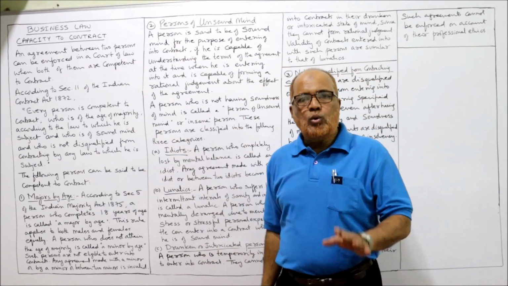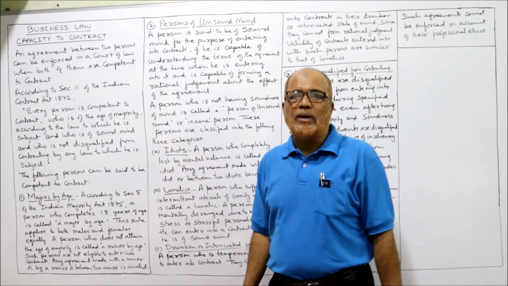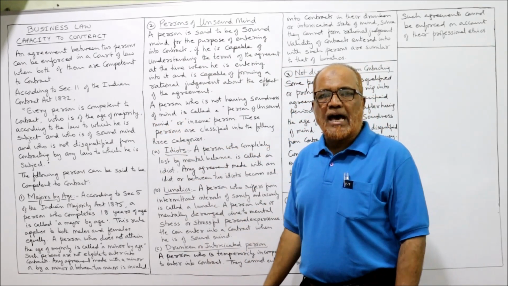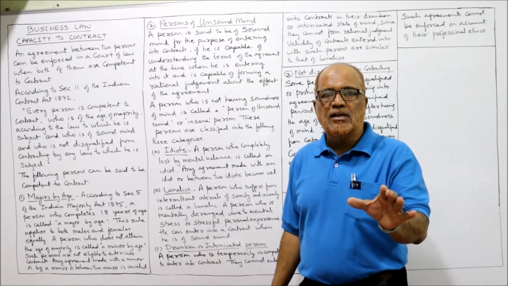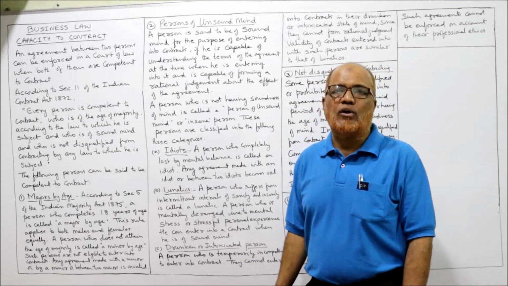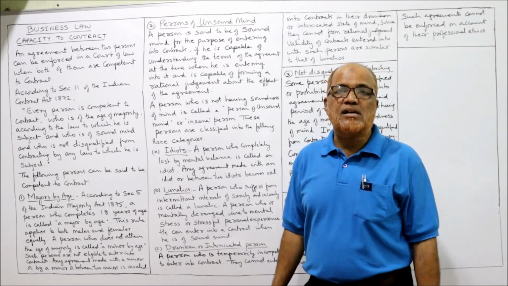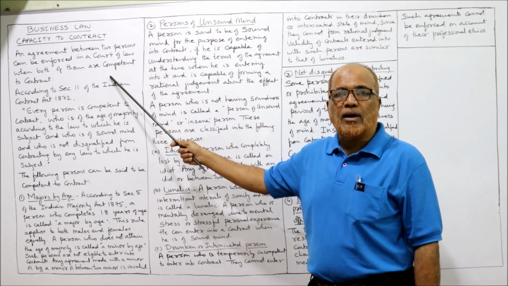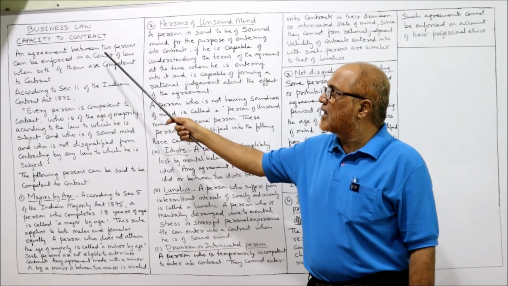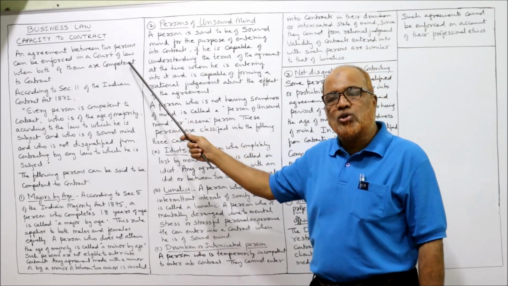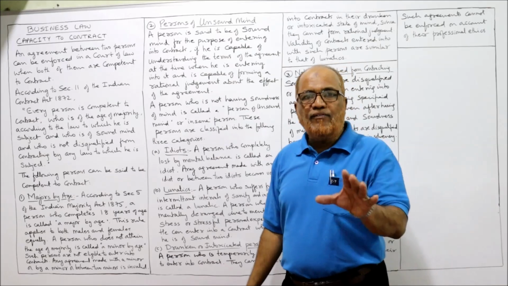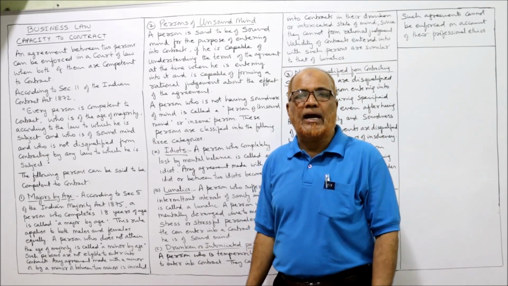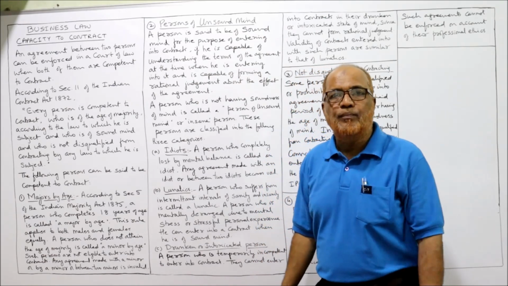Now first of all, two persons can enter into an agreement. An agreement between two persons can be enforced in a court of law provided the parties are competent to contract, when both the persons are competent to contract. So an agreement between two persons can be enforced in a court of law if the persons are competent, eligible to enter into a contract.